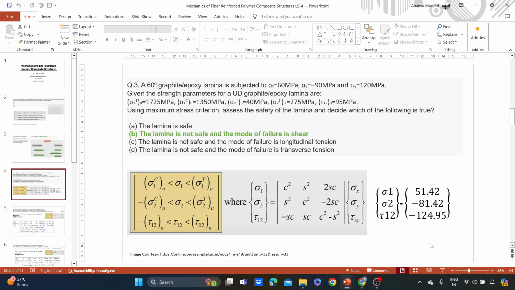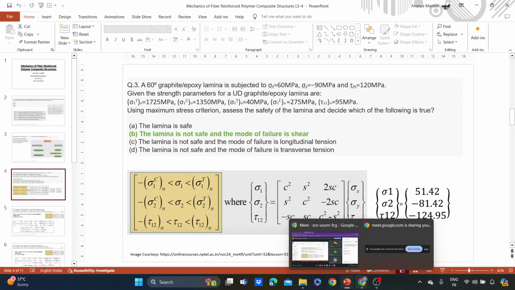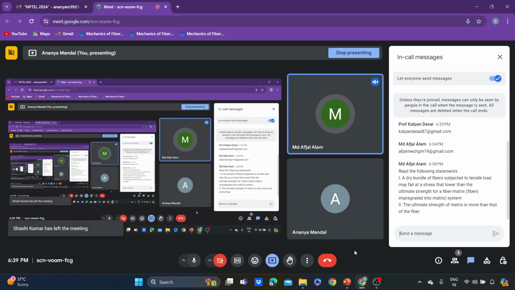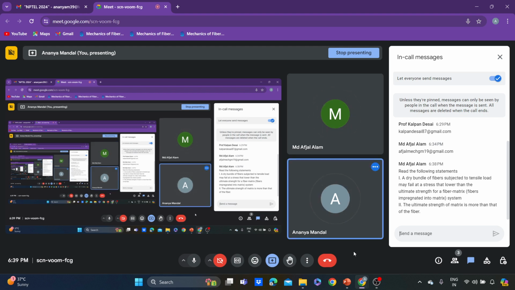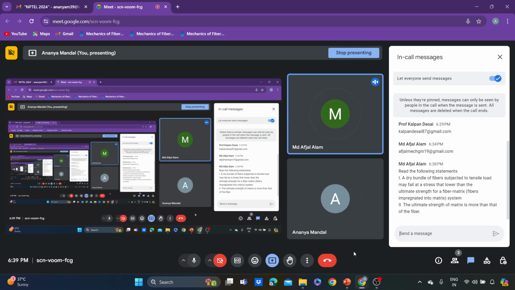Any other doubts? Yes, ma'am, I have another one. This one, ma'am: a dry bundle of fiber subjected to tensile load may fail at a stress lower than the ultimate tensile stress for the fiber matrix system. Second option: the ultimate strength of matrix is more than that of the fiber. This one is wrong.